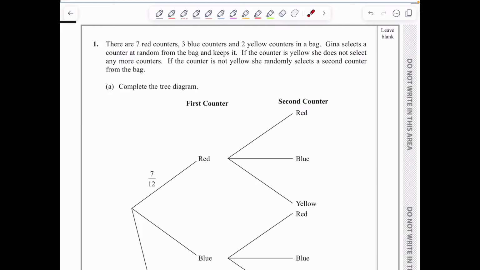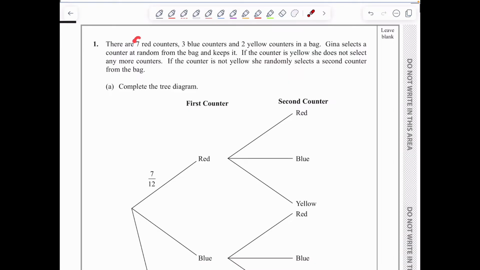In question 1, we've got 7 red, 3 blue, and 2 yellow counters. Now Gina selects a counter at random and keeps it. If the counter is yellow, she does not select any more counters, but if it's not yellow, then she randomly selects a second counter from the bag, and we need to complete the tree diagram.